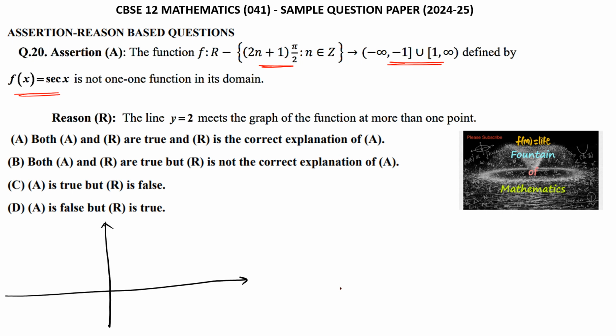So let me first draw the cos x graph. Say this is zero, this is pi by 2, pi and 3 pi by 2, and this is minus pi by 2, minus pi and minus 3 pi by 2, and here it is 1. So this is minus 1, and the secant x graph can be taken from it.